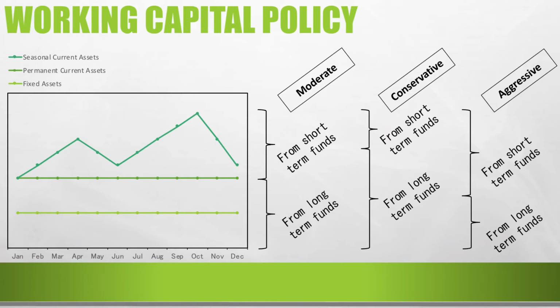If we are going to be aggressive, we would want higher levels of short-term funds. In this diagram, we can see that short-term funds finance all seasonal current assets and half of the permanent current assets, with long-term funds financing only half the permanent current assets and the entire fixed asset level. So these are the working capital policies that a manager may implement. Depending on the risk appetite of the manager, we can have a moderate, conservative, or an aggressive working capital policy.